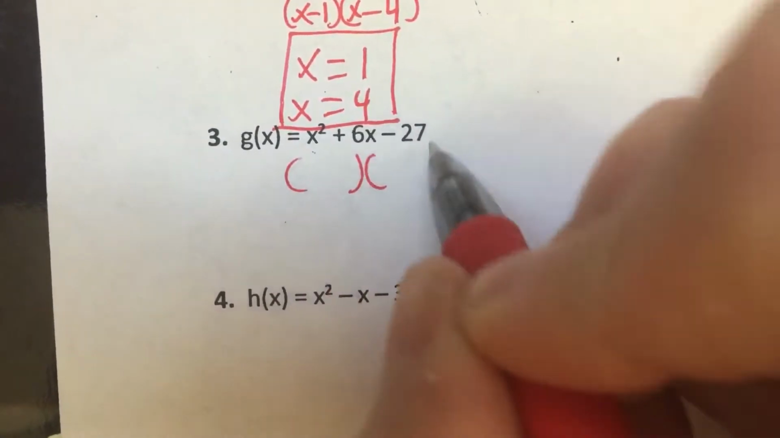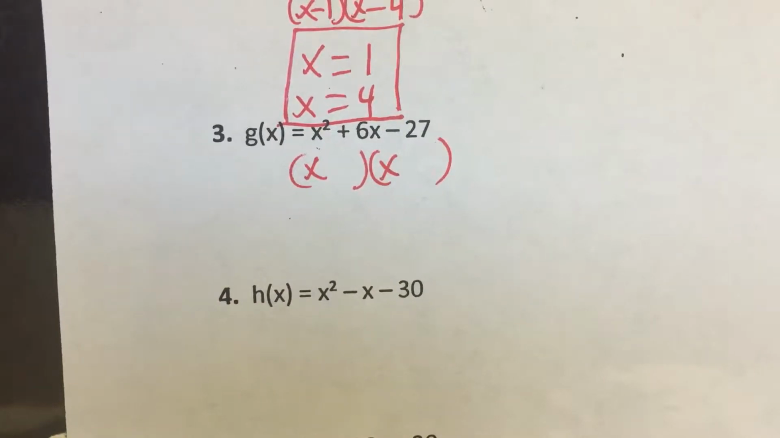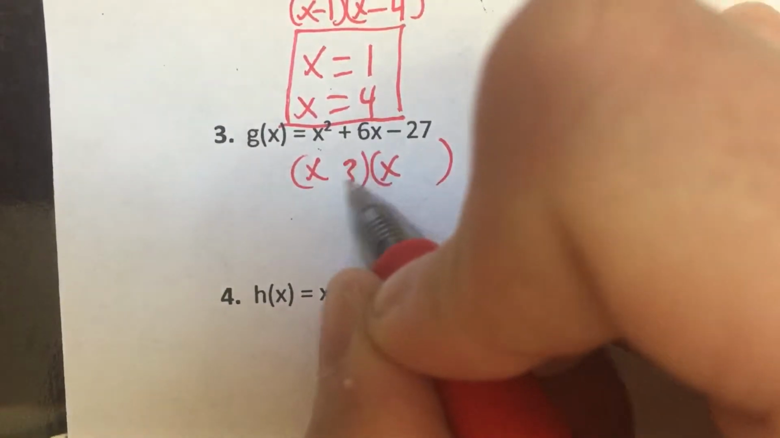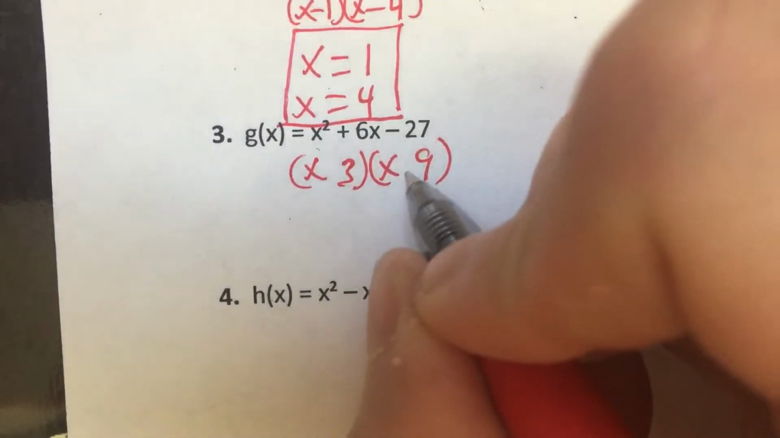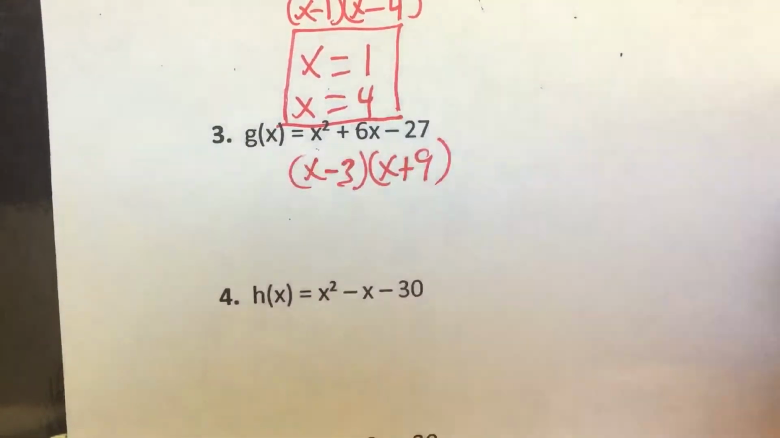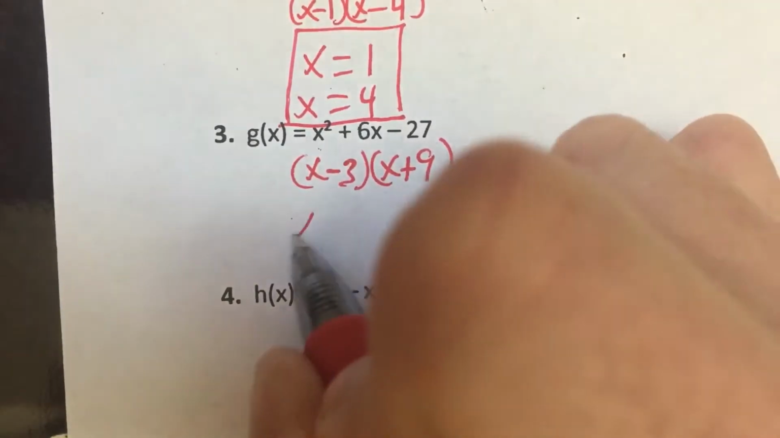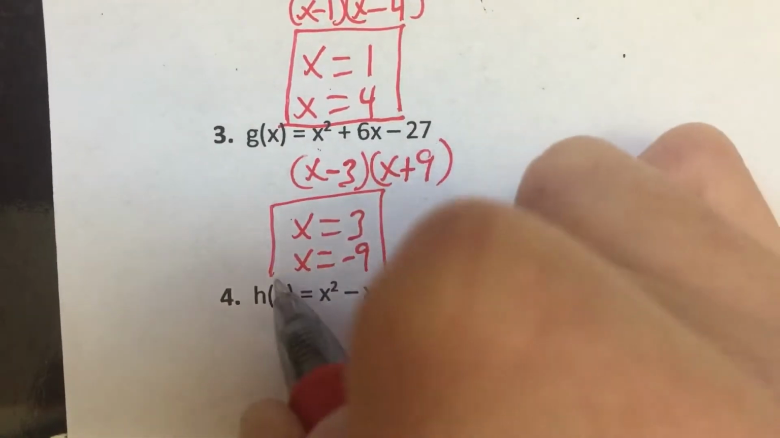Next one, parentheses, x and x. Numbers that multiply to make 27 and can give me a 6 would be 3 and 9. I need it to be a positive 6, so I need this to be positive 9 and this to be negative 3. Take the opposite of each one of these, x equals positive 3, x equals negative 9, where it will hit the x-axis.